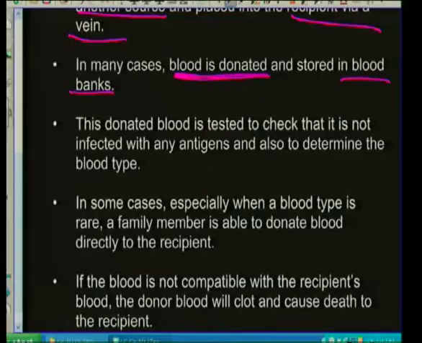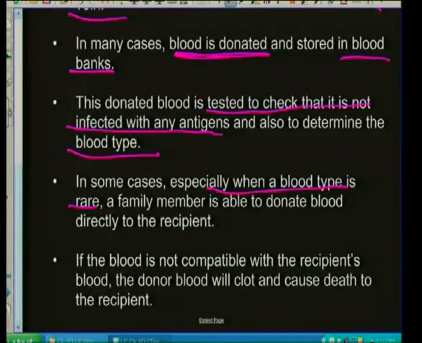The donated blood is tested to check that it is not infected with any antigens and also to determine the blood type, because there's no sense taking a whole lot of blood when we don't know what type it is. What's the sense? We just take all this blood and put it in packets and store it. Now when we need blood group A, where are we going to look for it? So all these things are done in a scientific manner. They test your blood, and they label it as A plus, A minus, B plus, B minus, AB plus, AB minus, or O plus, O minus. It all depends on the type of blood you have.